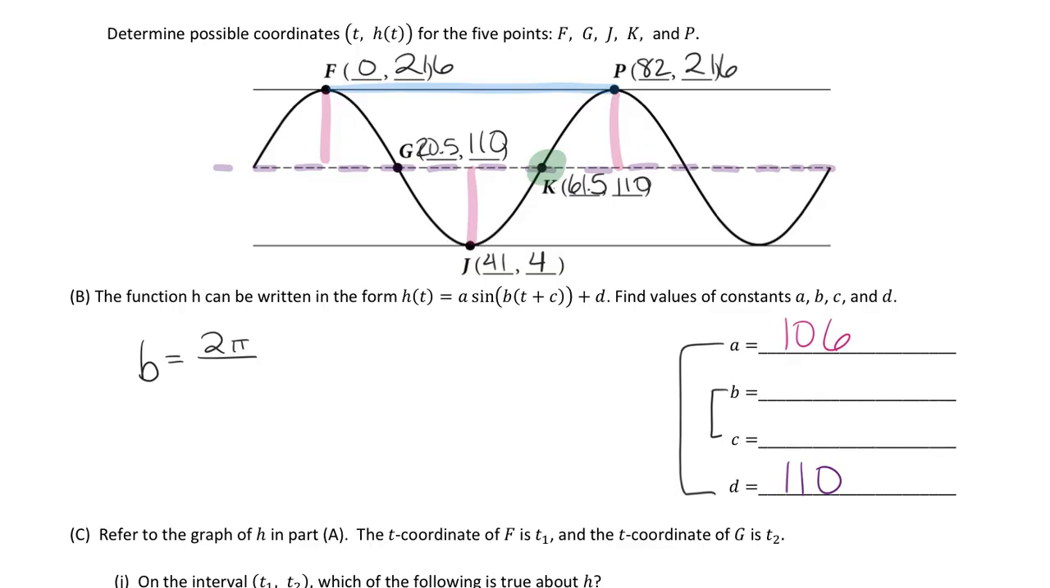82. That's how long it takes for me to finish an entire revolution around the Ferris wheel. So pi over 41, because if we reduce this, it's dividing by 2. So this is pi over 41. But then you guys have already noticed where this sine function should start, which is at the k value. So we can do negative 61.5 as my k value.